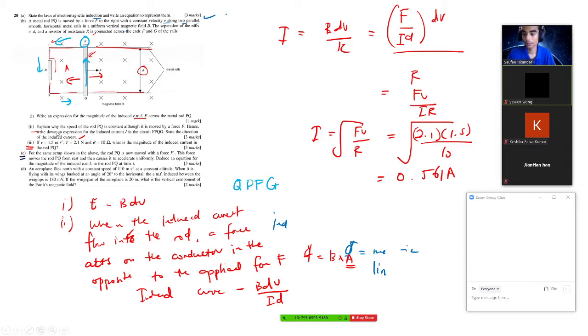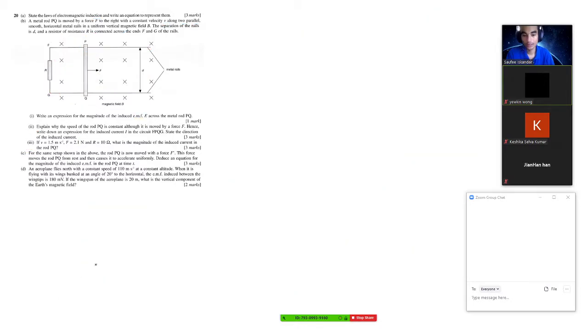For the same setup shown above, the rod PQ is now moved with the force F prime. This force makes PQ start from rest and it accelerates uniformly. Deduce the equation for the magnitude of the induced EMF in the rod PQ at time t. So we have a force that makes it accelerate.